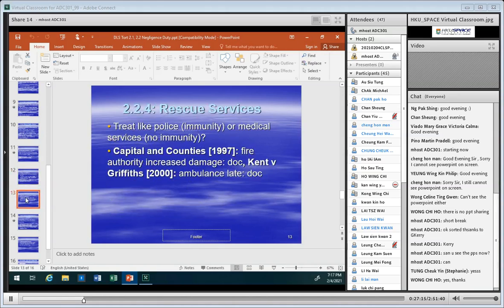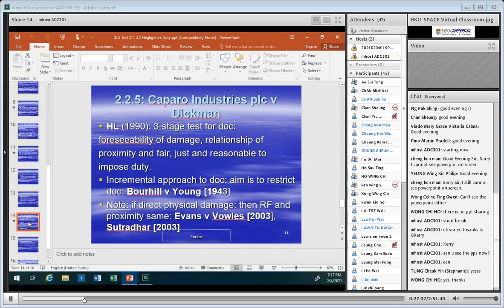Okay, rescue services, are they immune from being sued for negligence? And the court said, well, usually they will not be owed a duty of care, but we will treat them like the police, unless, of course, there is some compelling reason to impose a duty of care. So really, it's up to the courts. The courts, when it comes to duty of care, have a great deal of discretion.